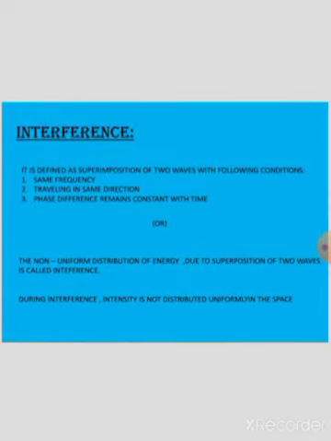Interference is defined as the superimposition of two waves with the following conditions: same frequency, traveling in the same direction, and a phase difference that remains constant with time. Or it has another definition: the non-uniform distribution of energy due to superimposition of two waves is called interference. During interference, intensity is not uniformly distributed.